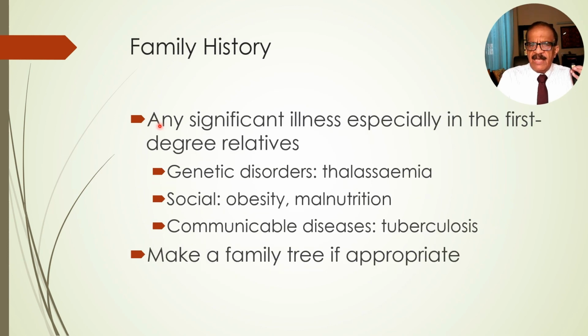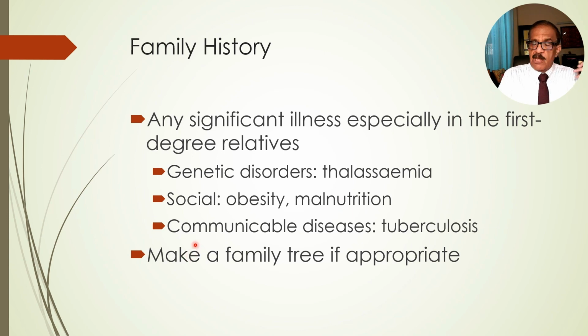And now let's talk about the family history. Family is actually a small group of the community, linked by genetics and by habits. So if there is any significant illness, especially in first degree relatives, it could be a genetic disorder like thalassemia. There may be a social component, because people in the family, more or less, though not necessarily, have the same kind of eating patterns. Obesity and malnutrition are likely to be common in the family.